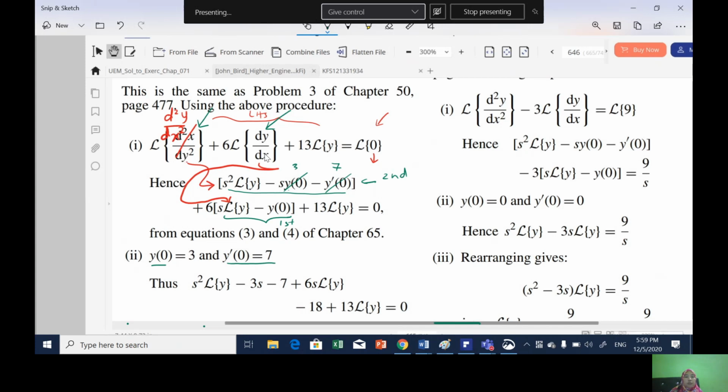The one for the first derivative will be here. This one we can simplify to 3, as just now. For the term with multiplication by 6, inside the brackets we have sL{y} minus 3. Then close the bracket, and it will be multiplied by 6.